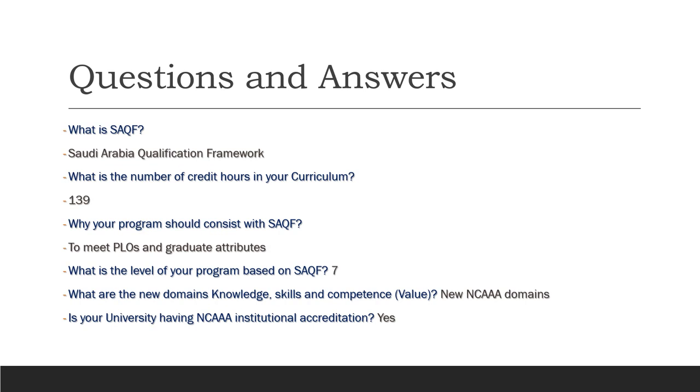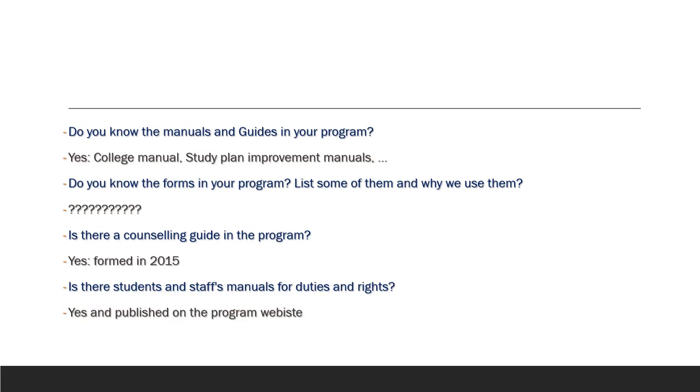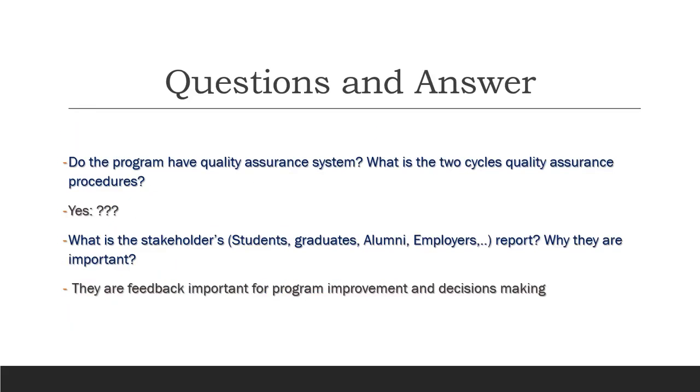Does your university have NCAA institutional accreditation, yes or no? We answer this question. Do you know the manuals and guides in your program? Do you know the forms in your program? List some of them and why you use them. Is there a counseling guide in the program? Are there students' and staff's manuals for duties and rights?